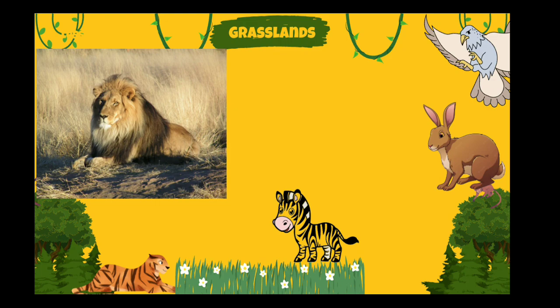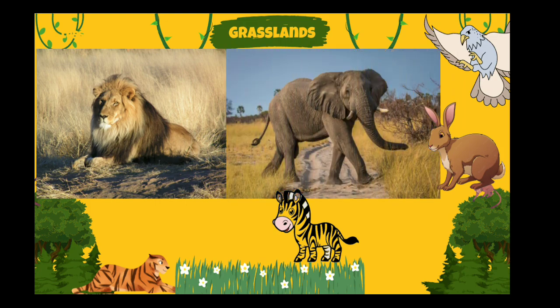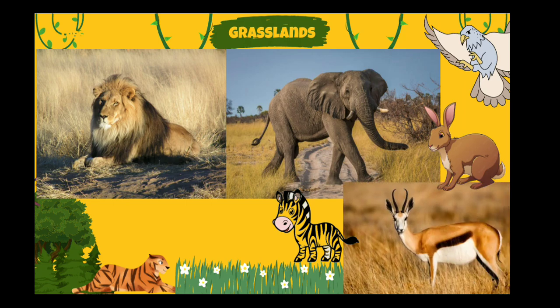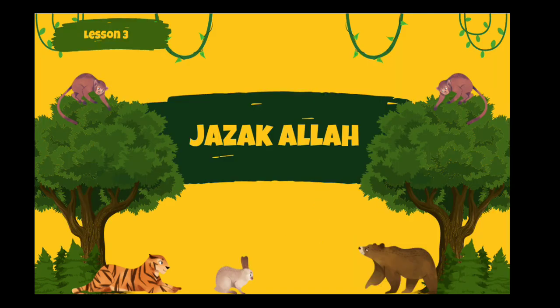And these are some of the animals that live in grasslands. You can see a lion lives here, tiger lives here, zebras live in grasslands, and hare and different kinds of birds. And elephants also live in grasslands. Right, deer also live here.